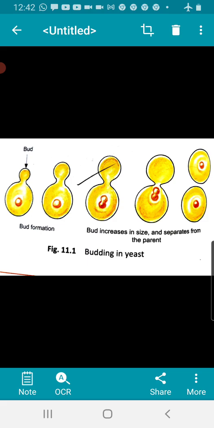Take a pinch of yeast and place it in a container with some water. Add a spoonful of sugar and shake to dissolve. Keep it in the warm part of the room. After an hour, put a drop of this liquid on a glass slide and observe under a microscope.